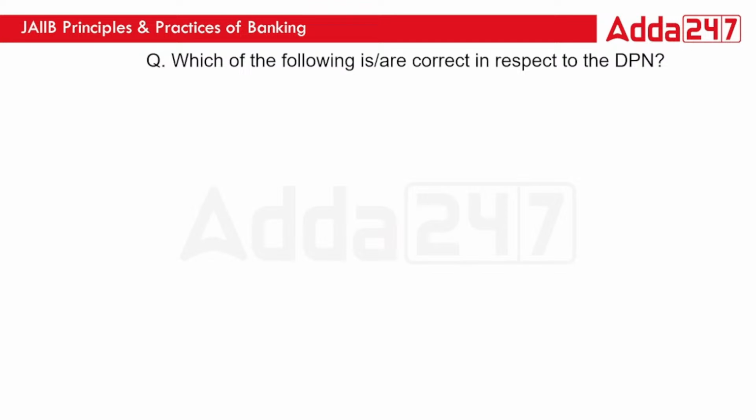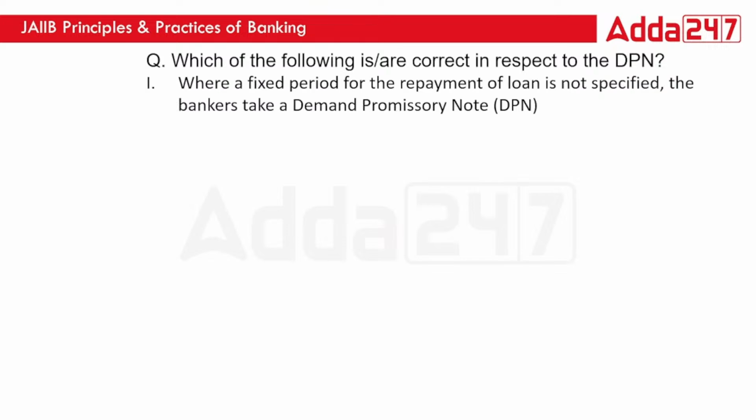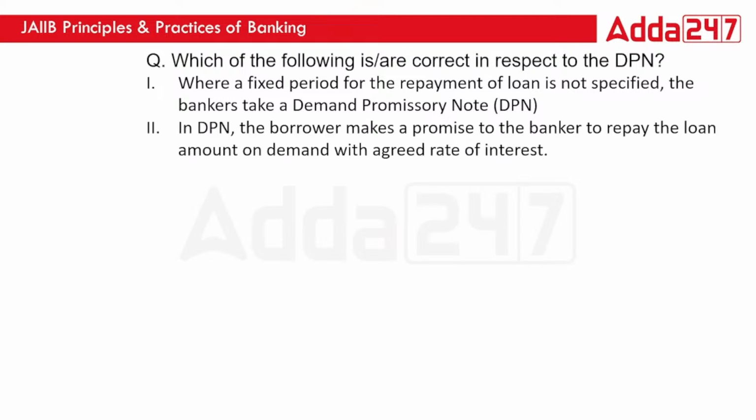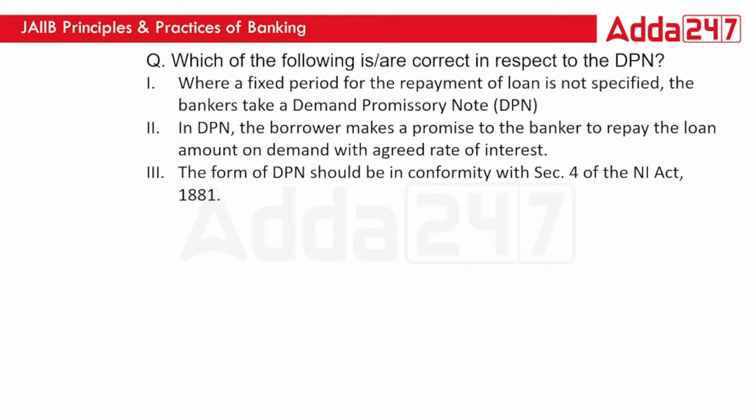Now let's do some questions based on what we have done so far. Which of the following is or are correct in respect to DPN? Where a fixed period for the repayment of loan is not specified, the bankers take a demand promissory note. In a DPN, the borrower makes a promise to the banker to repay the loan amount on demand with an agreed rate of interest. The form of DPN should be in conformity with Section 4 of the NI Act 1881.